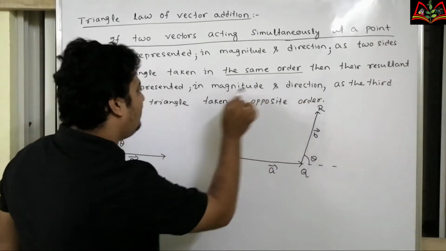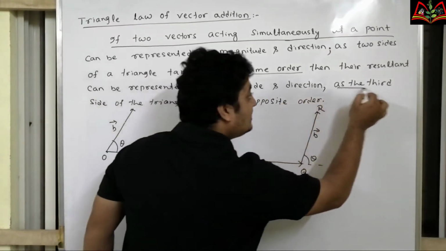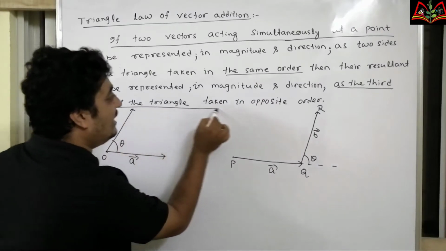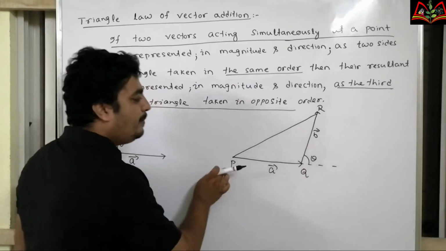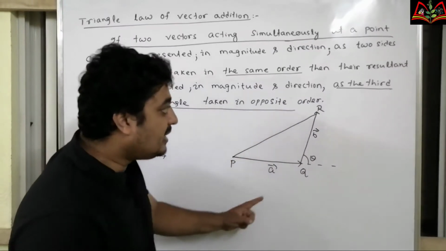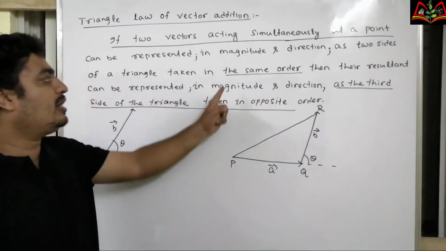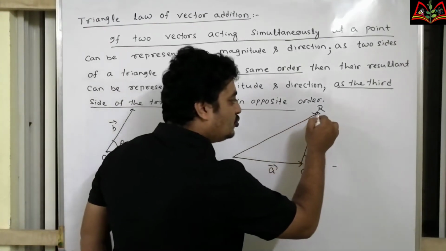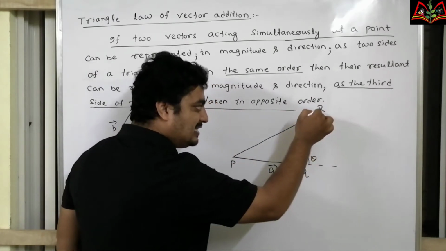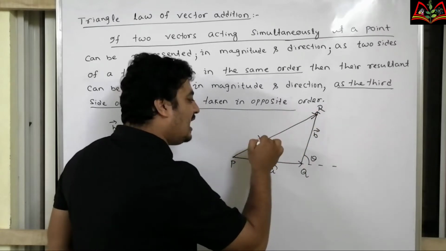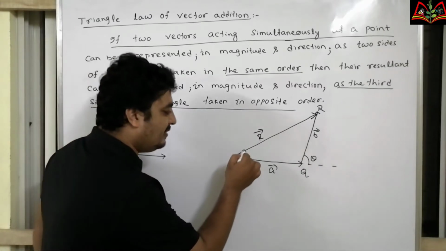The resultant can be represented in magnitude and direction as the third side of the triangle taken in opposite order. So, PR is the third side, but this third side must be taken in opposite order to represent the resultant. So, the resultant will be like this. Because A and B are in the same order, but the resultant R is in opposite order. So, this will be the resultant.